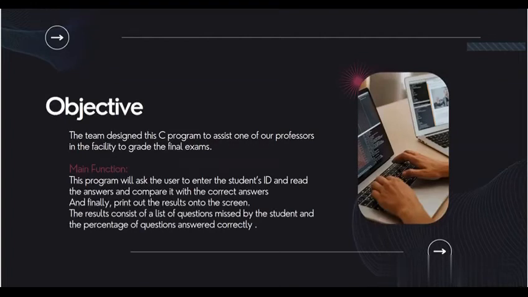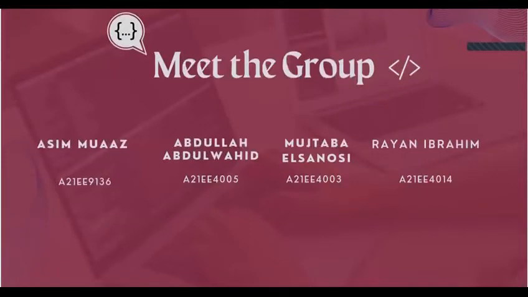Before we get into the program, let me introduce the group members first. My name is Asim Muaz, and I wrote the first draft of the code. Next, Abdullah Abdul Wahid, who wrote the second and final draft of the code. Next, Mujtaba Sunusi, who prepared the needed files for the program. Next and finally, Rayan Ibrahim, who tested and ran the code a couple of times to make sure it worked well. Now let's move on to the program with Rayan.